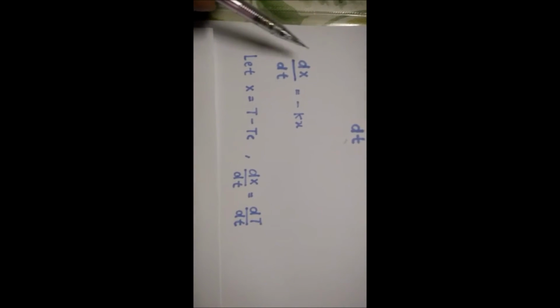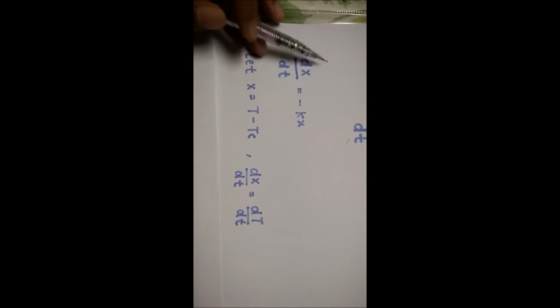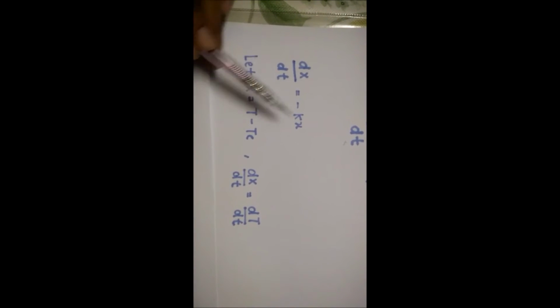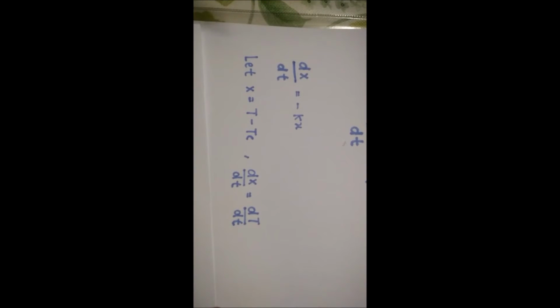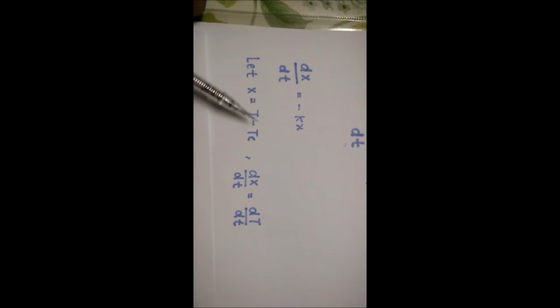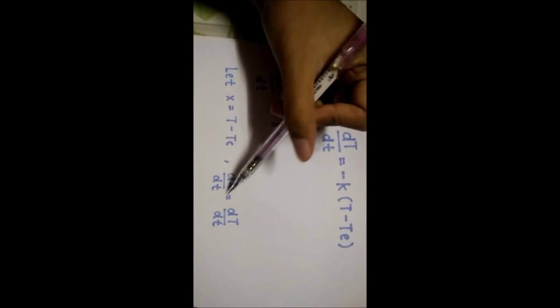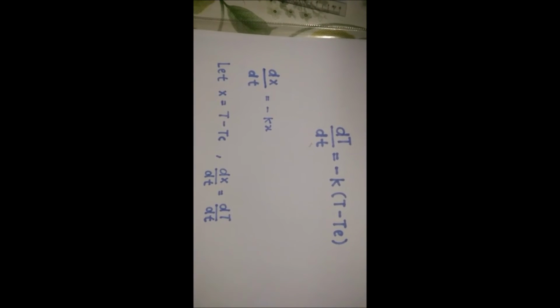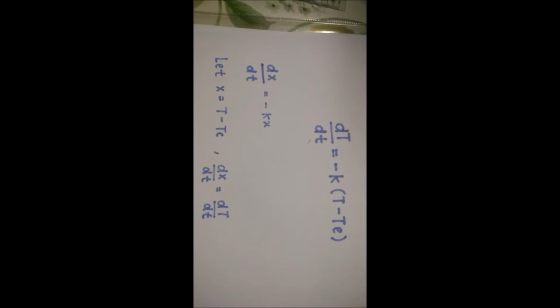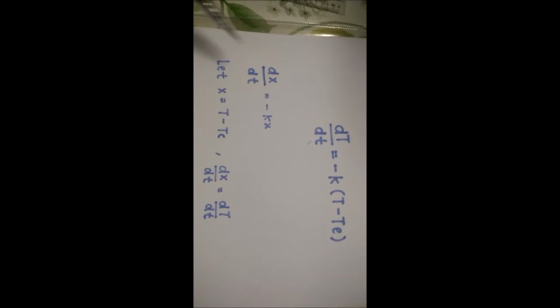dx over dt equals negative kx. This is the main equation. Then you substitute x equals T minus Te into x here. Then you got here, and dx over dt equals dT over dt. As you can see, here is my calculation. So that's it for today.